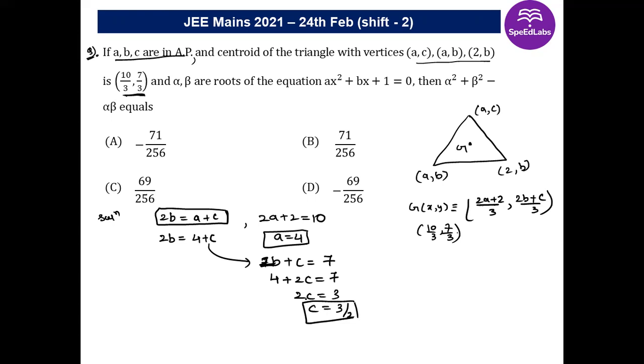So we're getting c equals 3/2. And if c is 3/2, what will be the value of b? So again put over here, we'll get 2b equals 4 + 3/2, so that will be 8 + 3, 11/2, and if you divide, we'll get the value of b as 11/4, right? Twice of b equals a + c. So a is 4, b is 11/4, and c is 3/2. This we have found out.